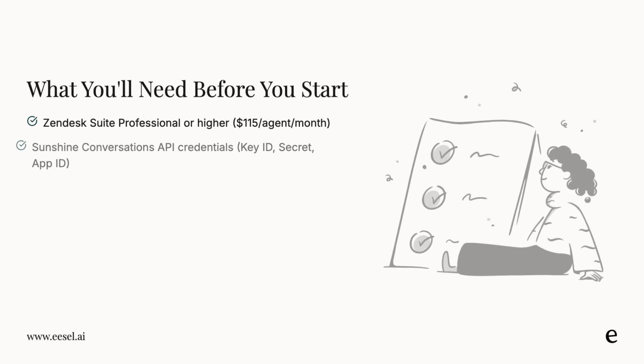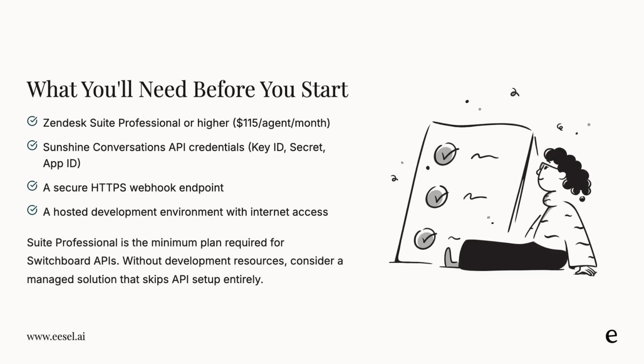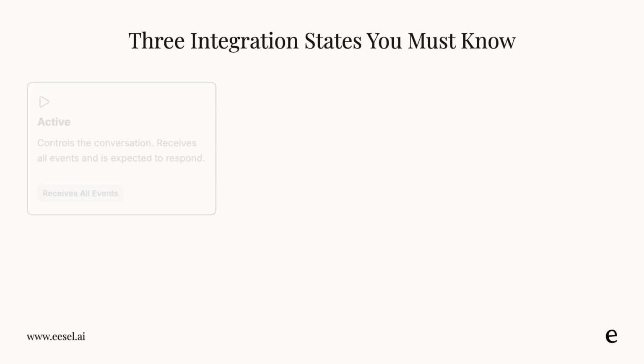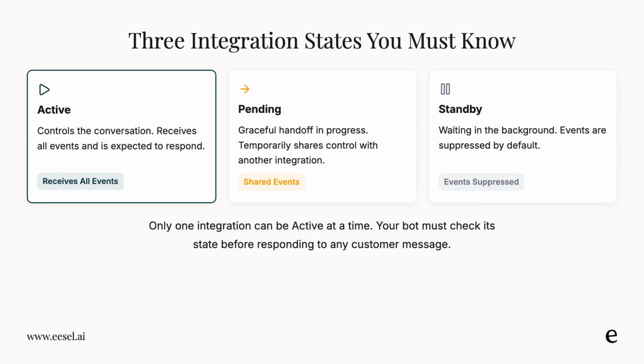Before you start, you'll need Zendesk Suite Professional or higher, starting at $115 per agent per month. You'll also need a Sunshine Conversations API key, a secure HTTPS webhook endpoint, and a hosted server to receive real-time events. Every integration on the switchboard exists in one of three states.